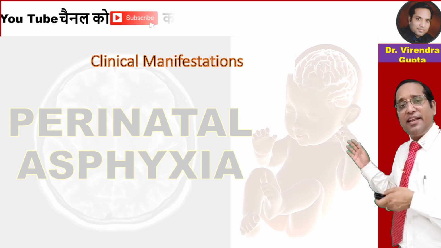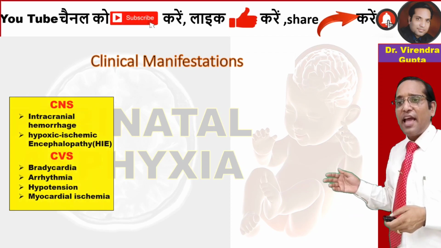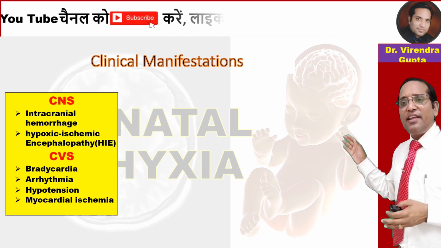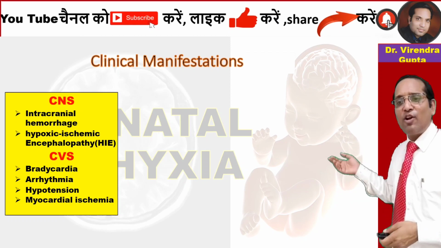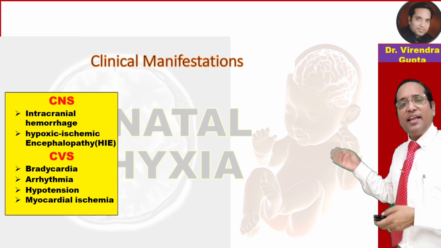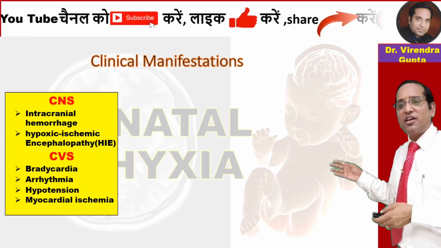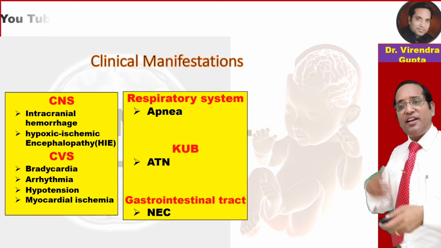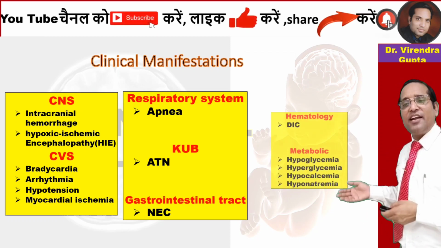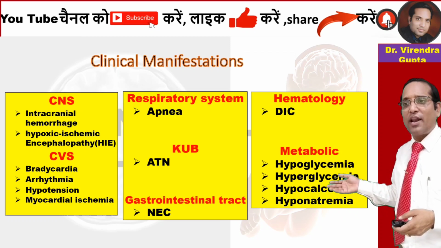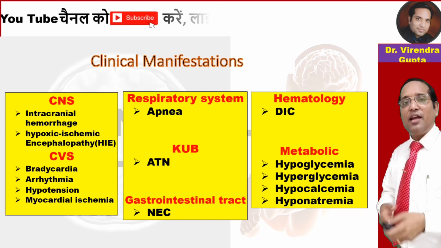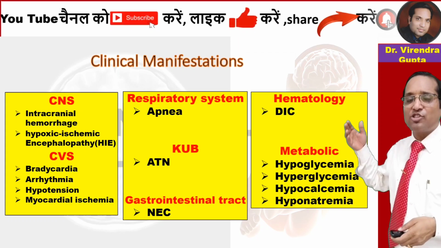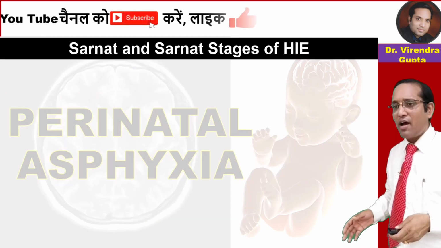So guys, there are clinical manifestations of HIE. CNS manifestations are intracranial hemorrhage and hypoxic ischemic encephalopathy. Cardiac causes are bradycardia, arrhythmia, hypotension, myocardial ischemia. In the respiratory system there may be apnea, in the renal system acute tubular necrosis, in GIT necrotizing enterocolitis, DIC may be there, and metabolically there may be hypo or hyperglycemia. Hypocalcemia is very significant in perinatal asphyxia, and hyponatremia may be there.